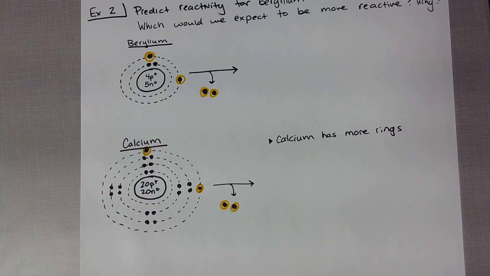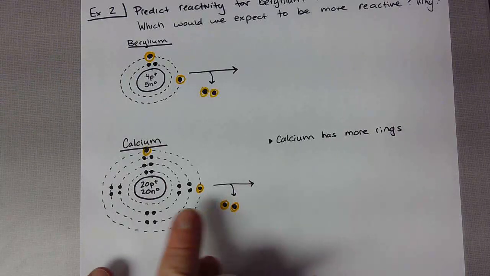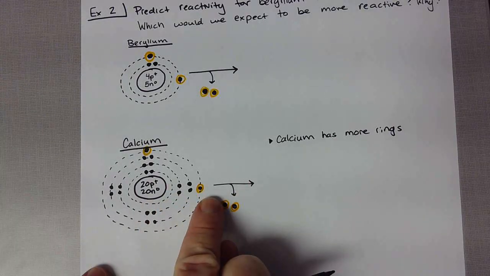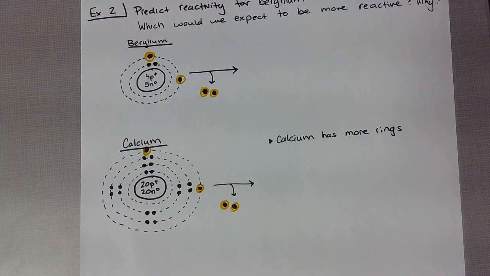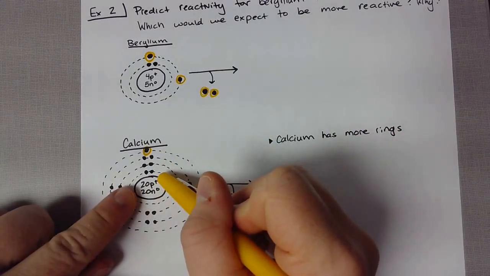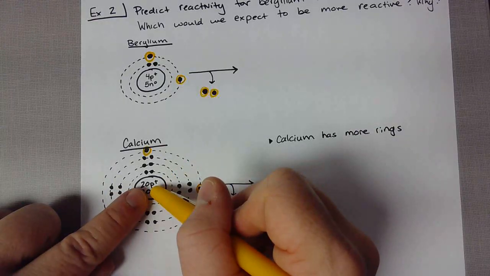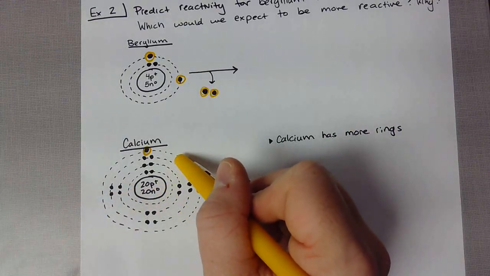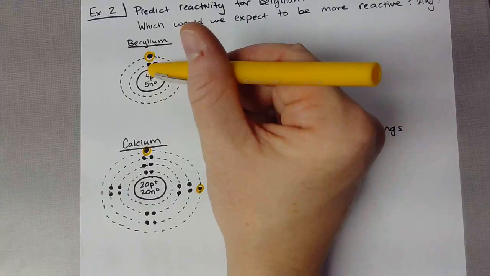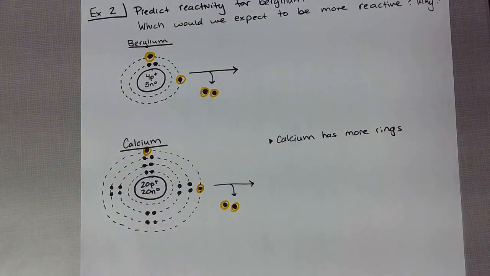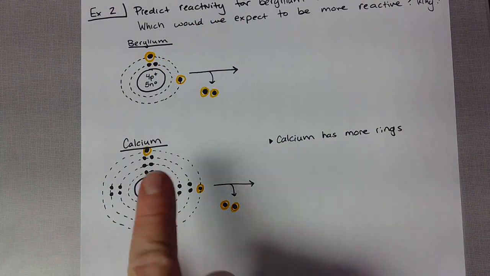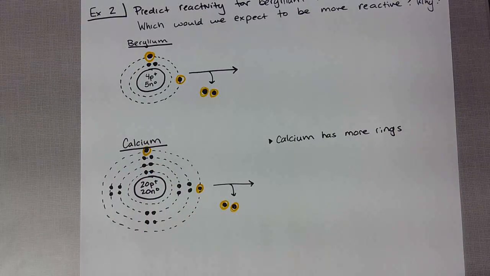And it's due to the distance between the nucleus and the valence shell. The nucleus is essentially a magnet. That magnet holds on to electrons. If we imagine each shell is a mile, calcium is trying to hold on to electrons that are 4 miles away. Beryllium is holding on to electrons that are 2 miles away. They're closer. These electrons are farther away.